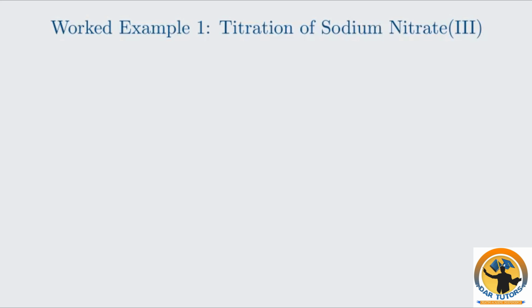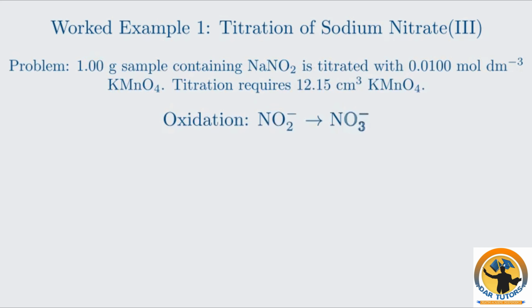The problem states that a 100 gram sample containing NaNO2 is dissolved and titrated with 0.01 molar potassium permanganate solution. The titration required 12.115 cubic centimeters of the KMnO4 solution. We are also given the key half equation for the oxidation. The nitrite ion NO2- is oxidized to the nitrate ion NO3-. Our first goal is to calculate the percentage by mass of NaNO2 in the original sample.